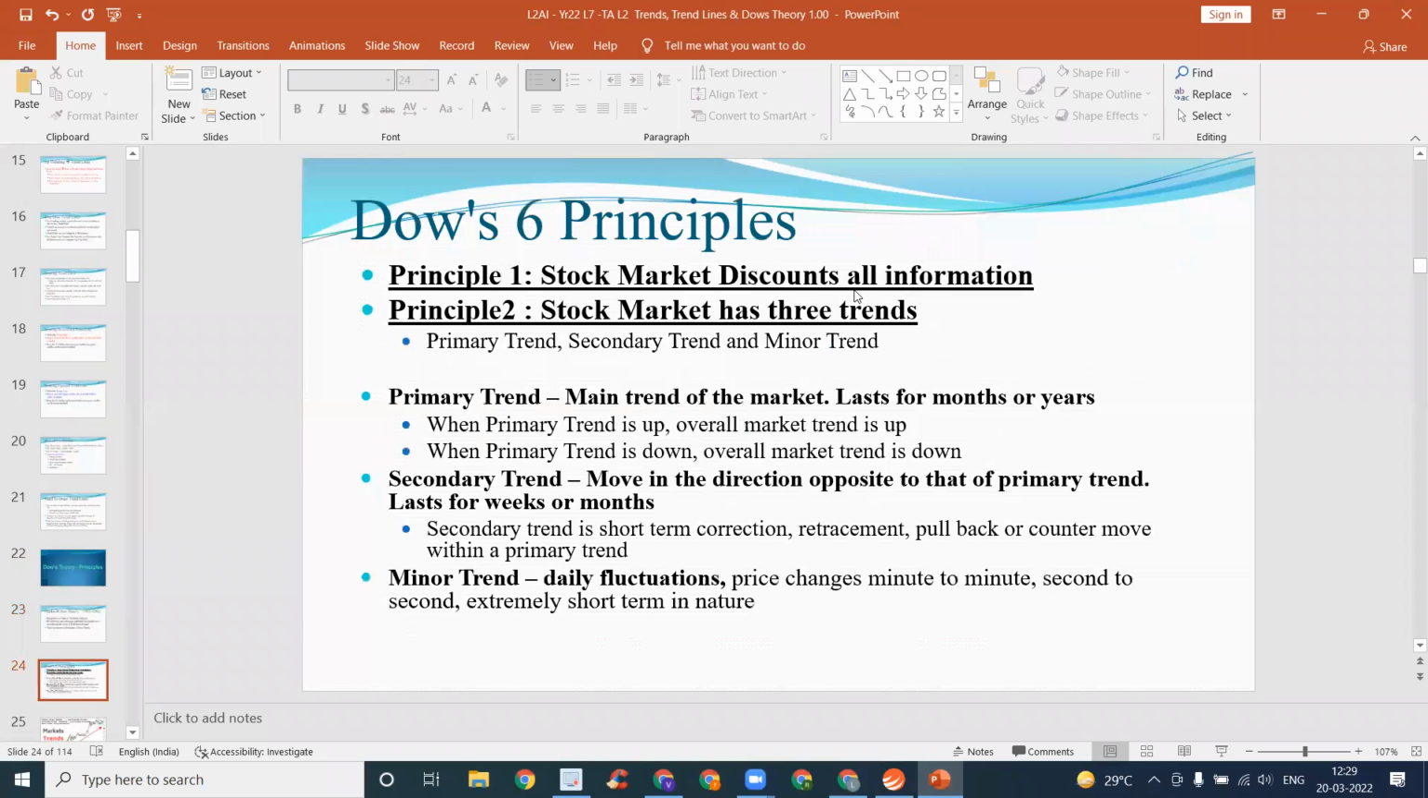Dow's principles. Dow's six principles tell me that the stock market discounts all information. The stock market has three trends: primary, secondary, and minor. All major trends lasting months or years are primary trends, while pullbacks, which can last weeks or one or two months, can be secondary trends. And the smaller day-to-day trends are my minor trends.